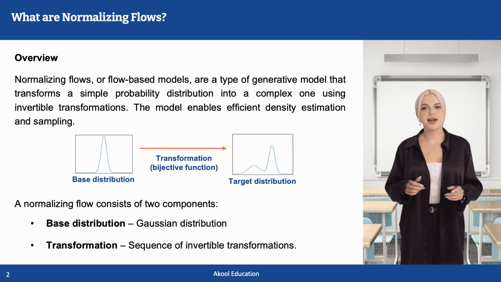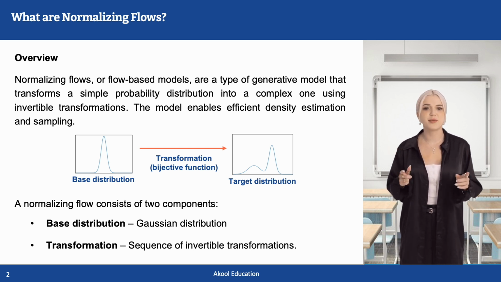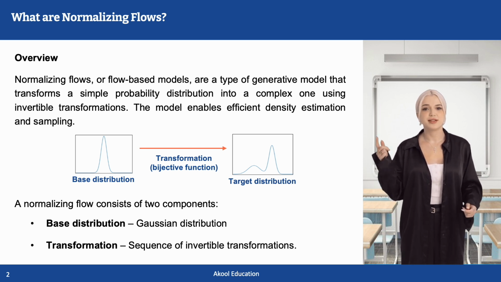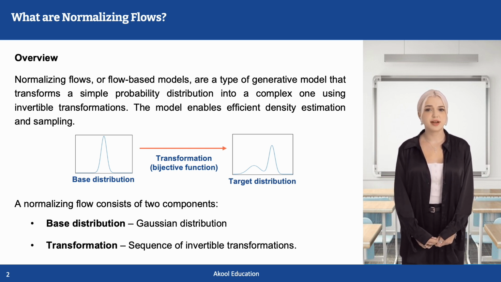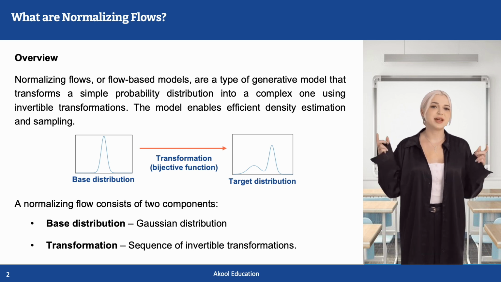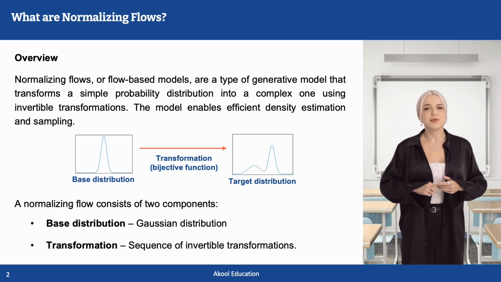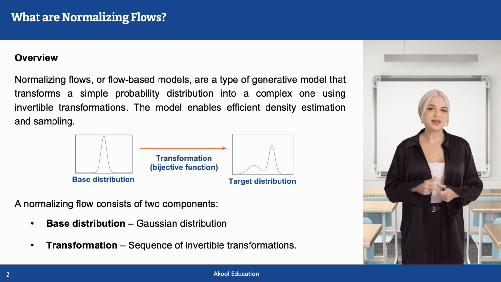Normalizing flows are a class of generative models that use a sequence of invertible transformations to map a simple distribution, like a Gaussian, into a more complex distribution. The process is guided by a bijective function, ensuring that we can transform the data forward and backwards seamlessly. This property is crucial for density estimation and efficient sampling.